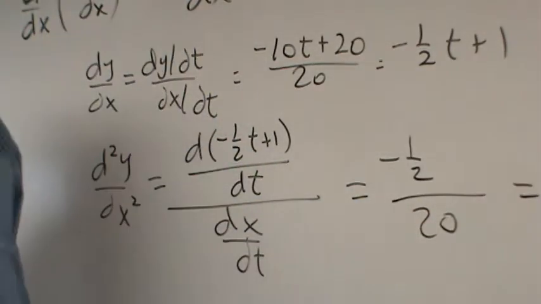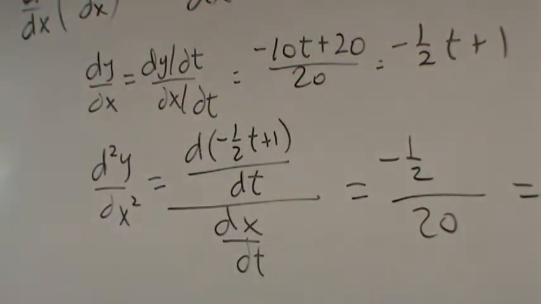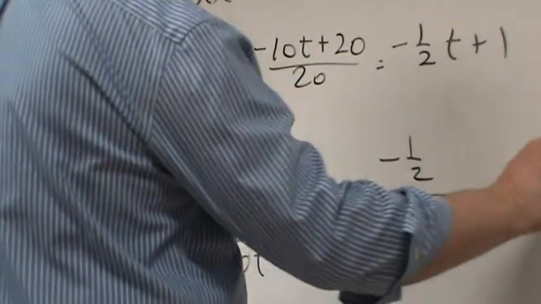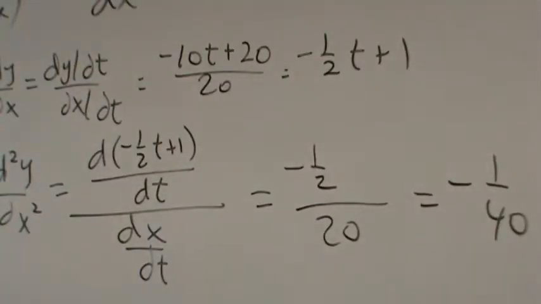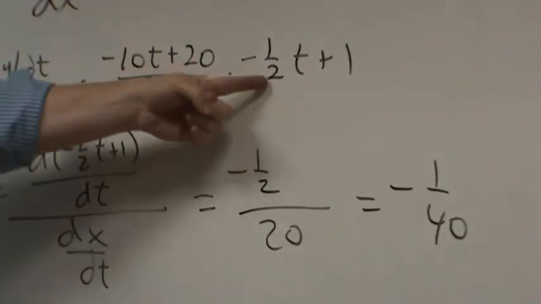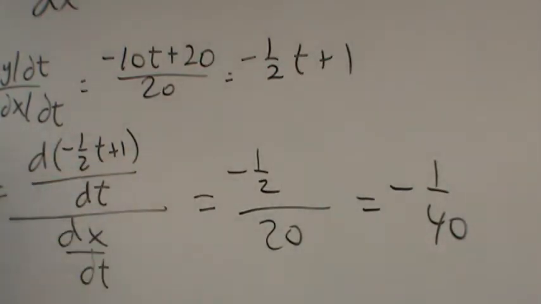So I get, just as Zach predicted, some negative number. And there it is, it's negative 1 over 40. That's the concavity. That's the second derivative. It's always negative because it's always concave down. You guys okay with this? Whatever you got for your first derivative, take the derivative of it and then put that over dx/dt. Don't be doing second derivative over second derivative.